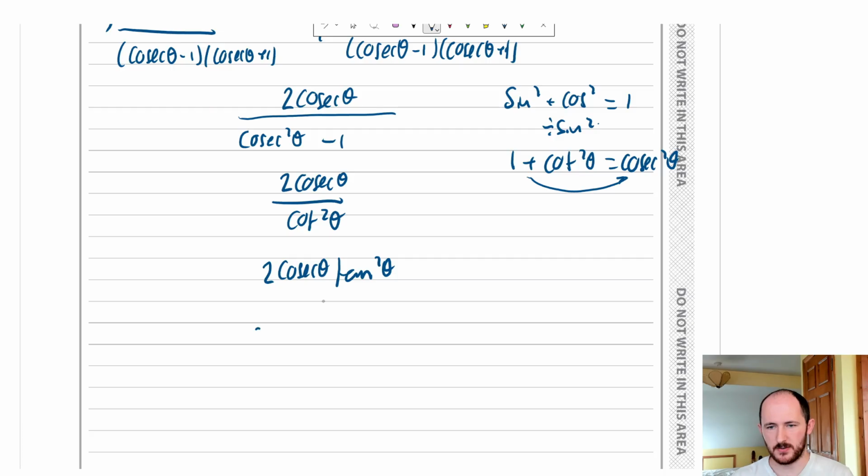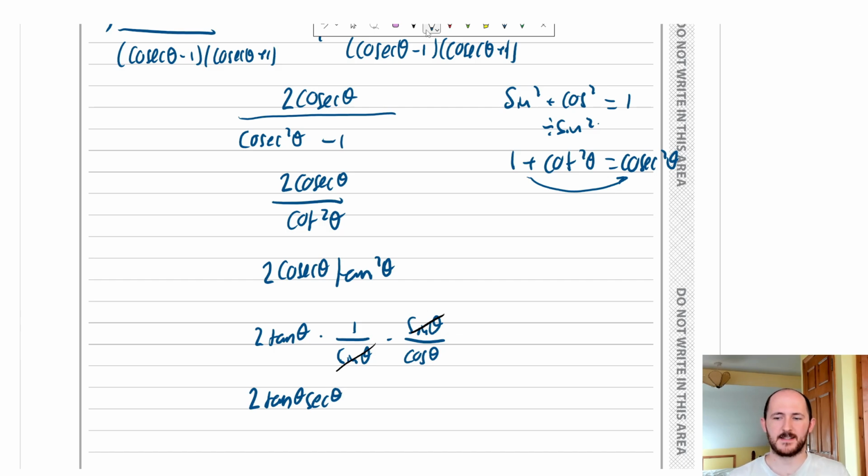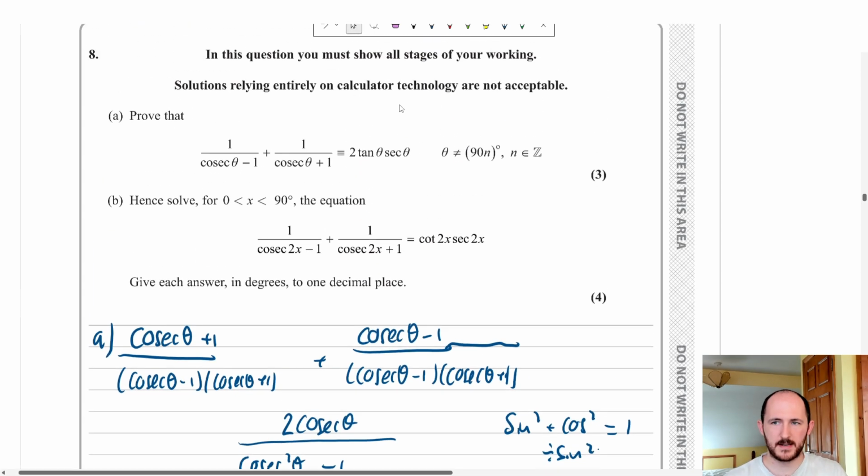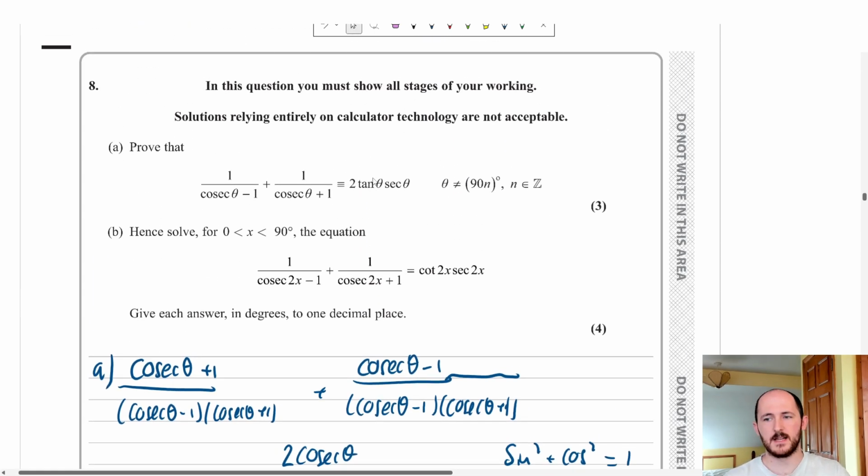So let's see. Let's write this as 2 tan theta, and then cosec I'm going to write as 1 over sine, and tan I'm going to write as sine over cos. I can see here that these two will cancel. That leaves me with 1 over cos, which is sec. So that gives me 2 tan theta sec theta as the question asks. So again, it's all like looking back at the answer continuously to see what we can do.